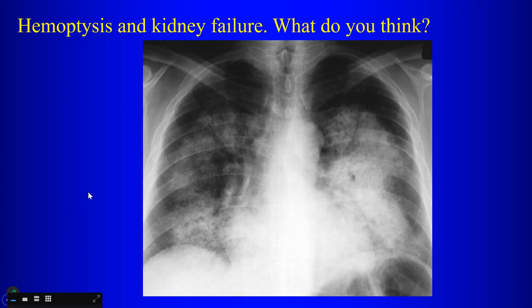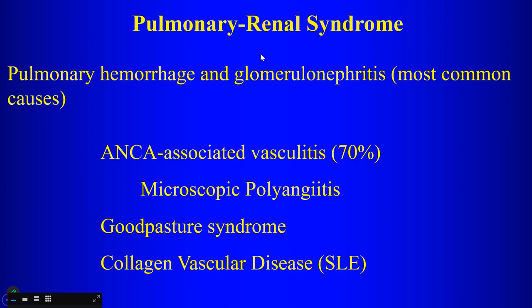So if I tell you this patient has hemoptysis and kidney failure, these opacities on the chest radiograph, what are we thinking about? What are diseases that can give you this combination of pulmonary hemorrhage, hemoptysis, and renal failure? Vasculitis, what else? Goodpasture's, right? So you're in this category of pulmonary renal syndrome. So this is pulmonary hemorrhage associated with glomerulonephritis.